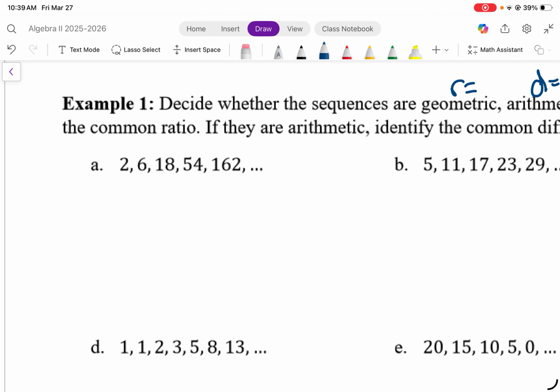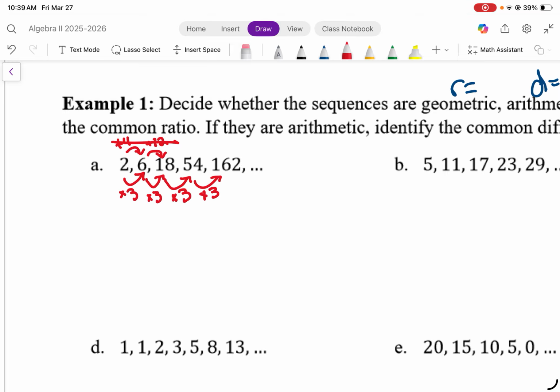All right. So if I look at this first sequence, I can see I would need to add 4 to get the next term or multiply by 3. If I were to add, I would add 12, so I know it's not arithmetic because of that. But if I continue to multiply by 3, I would get 18, and then 54, and then 162.